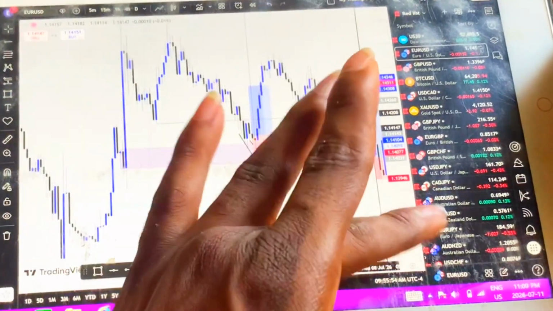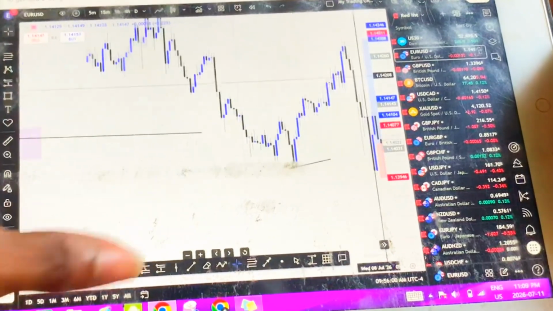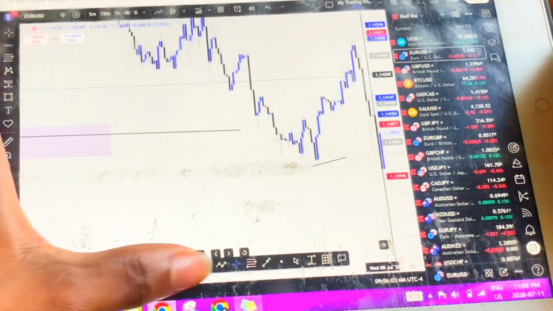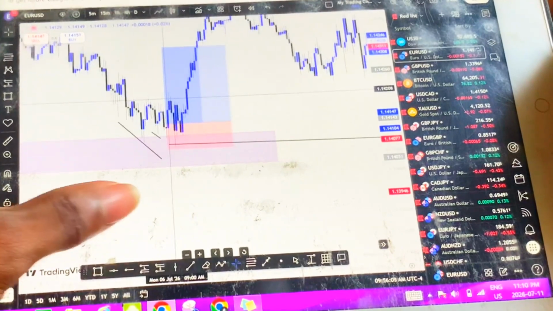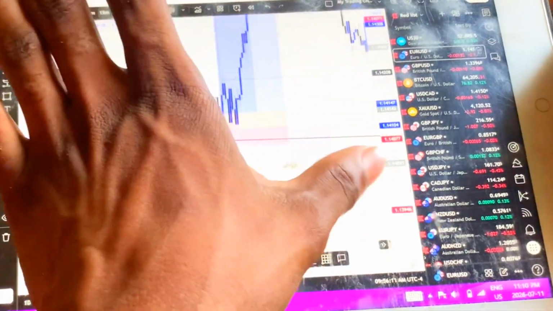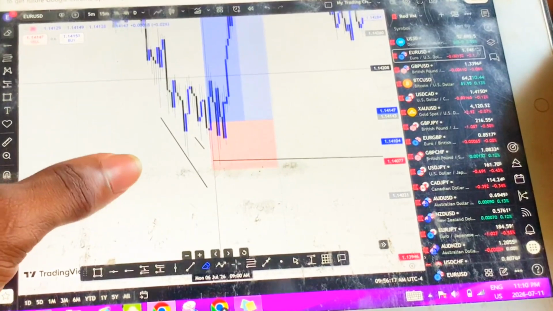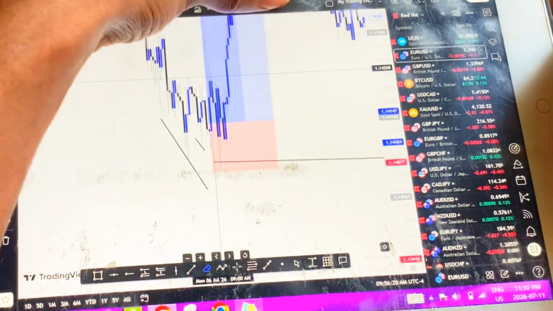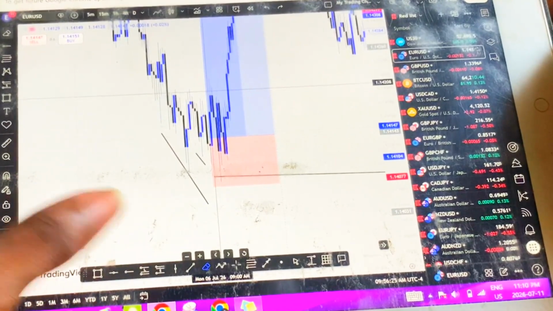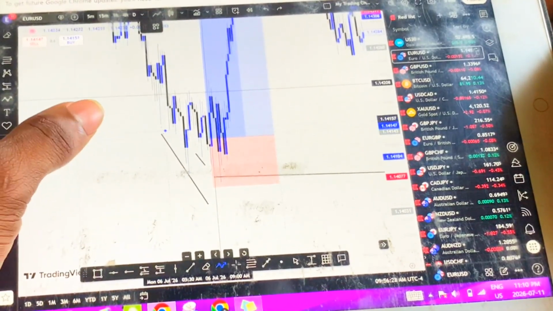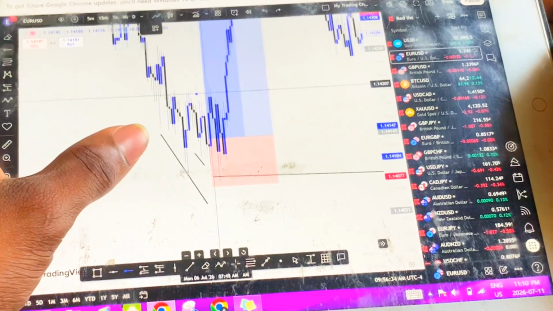After I see all this, the next thing I do is go to my 15-minute time frame to see if there's any CISD, which is change in state of delivery, or any break of structure. Here on my 15-minute time frame, you can see that we have that change in state of delivery. The price was selling before, and after selling a little bit, it eventually broke this structure right here. Let me mark it out.